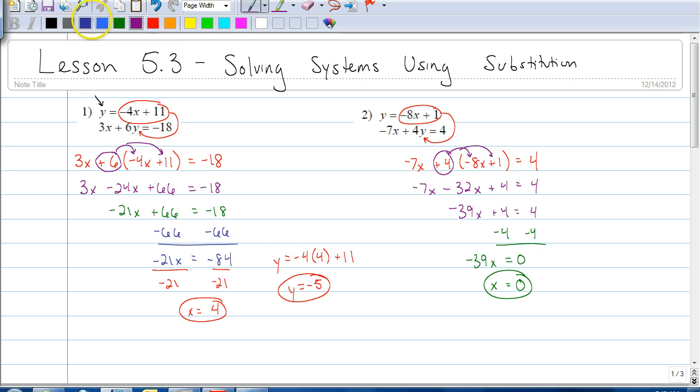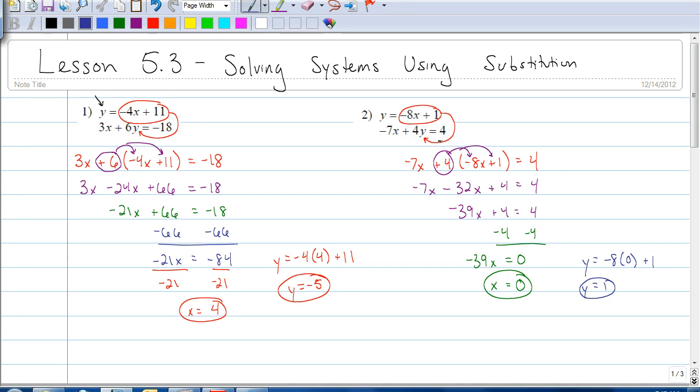So to find y, it's going to be y equals negative 8 times 0 plus 1. Well, obviously, negative 8 times 0 is 0, so that means y equals 1. If we check this answer, if I put 0 and 1, I can put it in the other equation. Negative 7 times 0 is 0. 4 times 1 is 4. And sure enough, 0 plus 4 gives me 4. So those will be my answers.